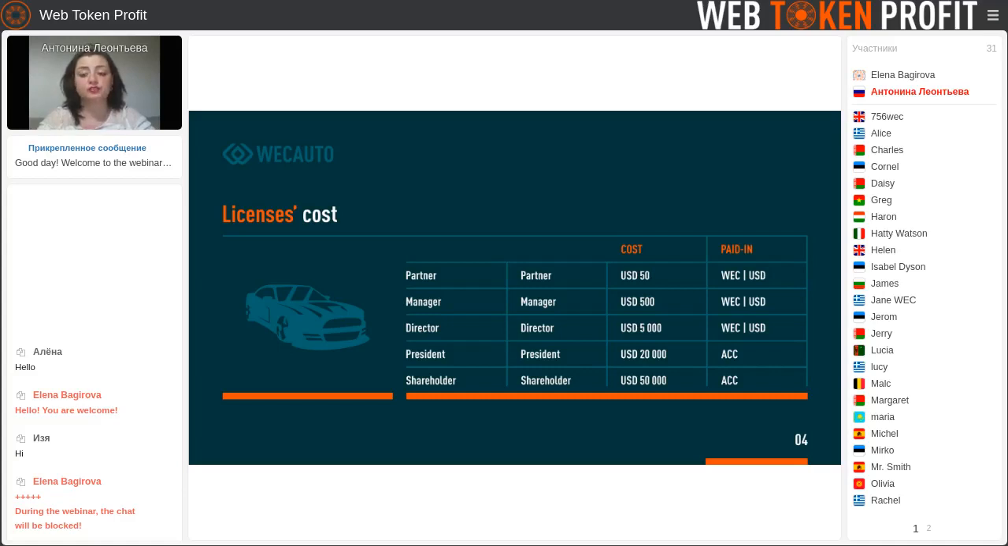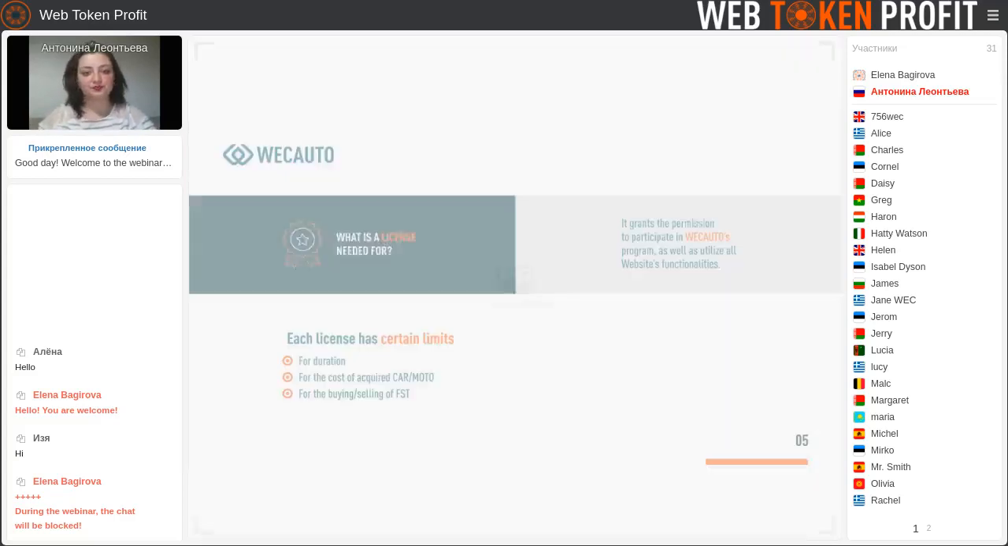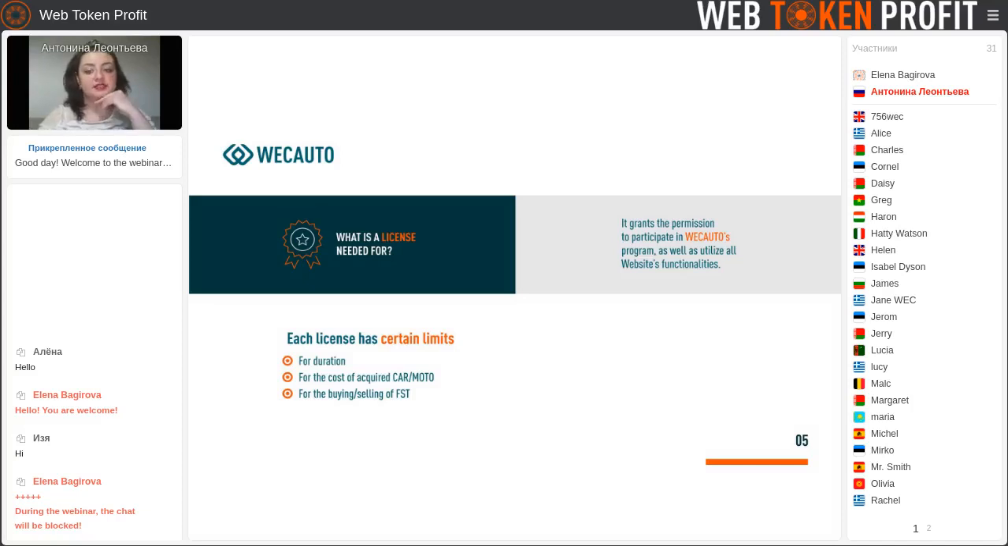And one most important thing is that for one car or motorcycle, you need only one license. If you want to buy 2 cars or 2 motorcycles, you need to buy 2 licenses, one for each purchase. You cannot buy 2 cars or motorcycles with one license. So what is a license needed for? Once again, the license allows you to work in this program and use all of its capabilities. Look, each license has certain limits.